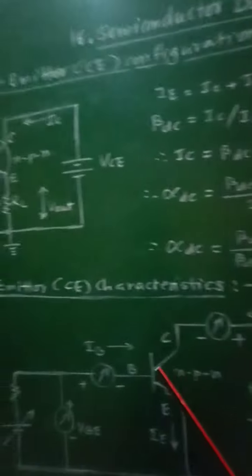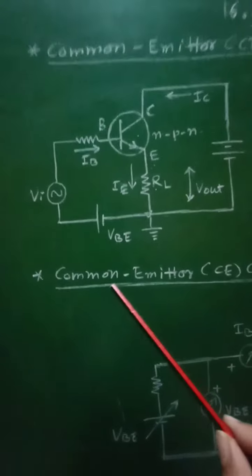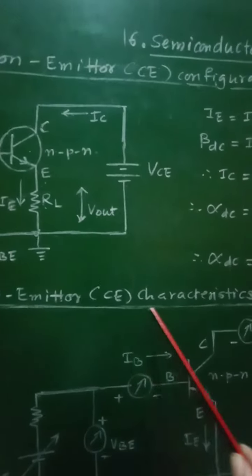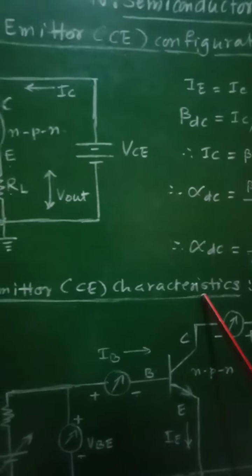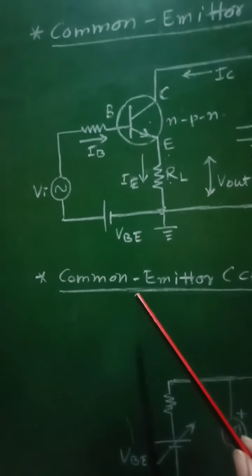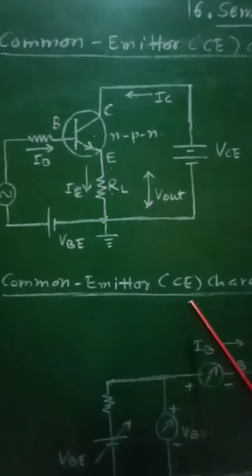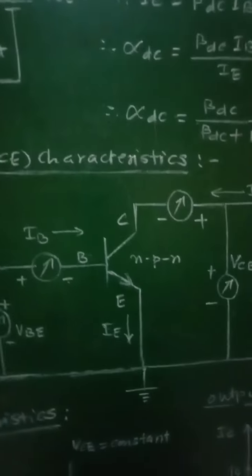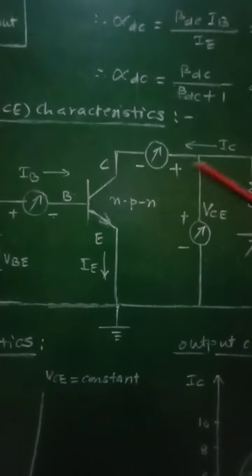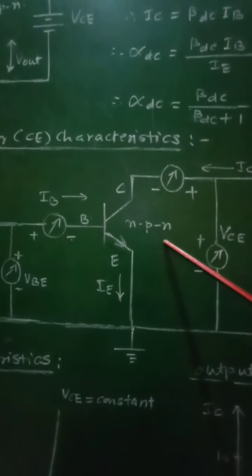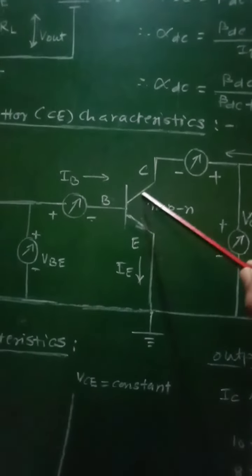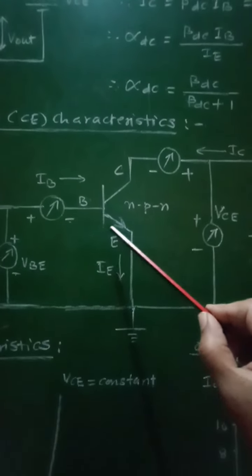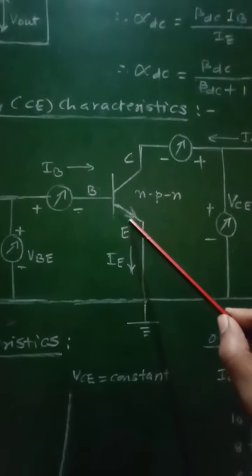Now let us see the next point, that will be common emitter, that is CE characteristics. So characteristics of this common emitter configuration we will have to study. For this purpose, again let us consider an NPN transistor. So this will be the NPN transistor. Again it will be properly biased.